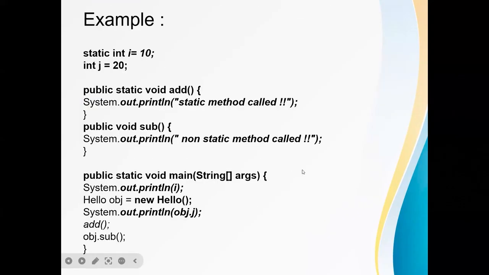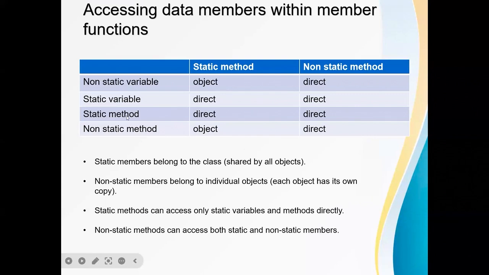Okay, the table is a bit confusing. Can you go back? So what you're trying to say is anything non-static, you need an object, and static are the classes? No. What I'm telling is, if you want to access a non-static variable inside a static method, it requires an object.